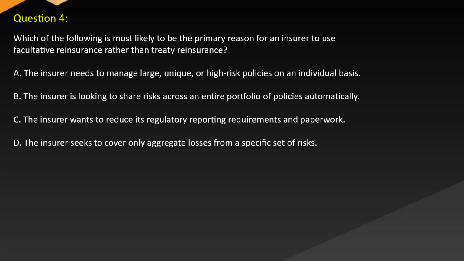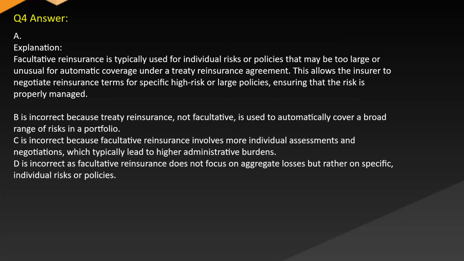Question 4. Which of the following is most likely to be the primary reason for an insurer to use facultative reinsurance rather than treaty reinsurance? A. The insurer needs to manage large, unique, or high-risk policies on an individual basis. B. The insurer is looking to share risks across an entire portfolio of policies automatically. C. The insurer wants to reduce its regulatory reporting requirements and paperwork. D. The insurer seeks to cover only aggregate losses from a specific set of risks. Answer and explanation.